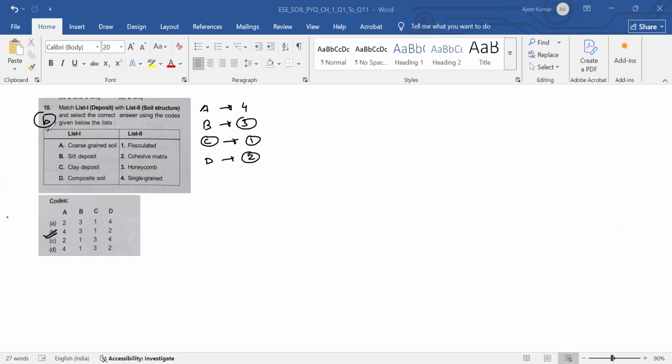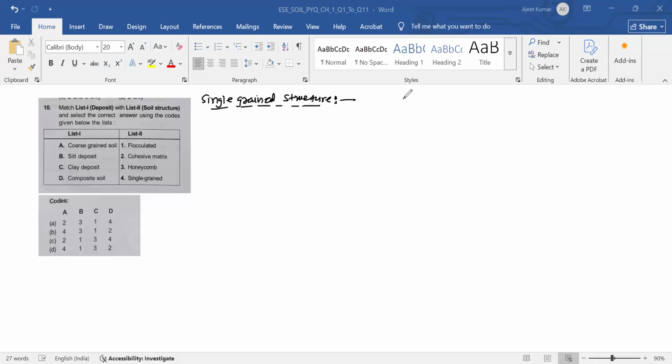Coarse grained soil is single grained. Okay, so question number 10, single grained structure. What is single grained structure? Let me explain about single grained structure. I'm clearing this first.